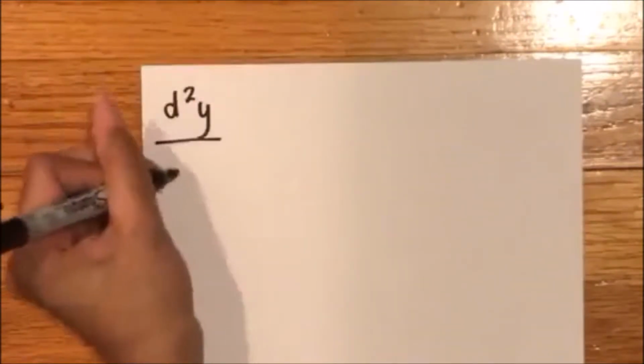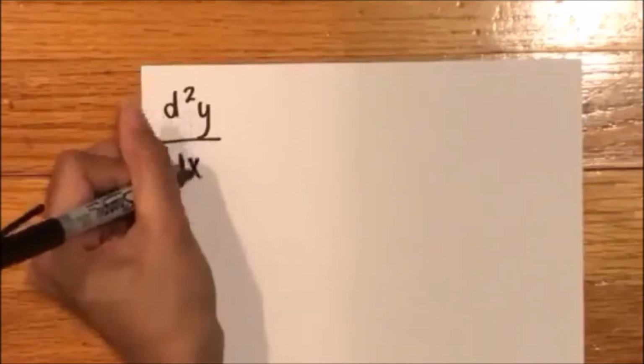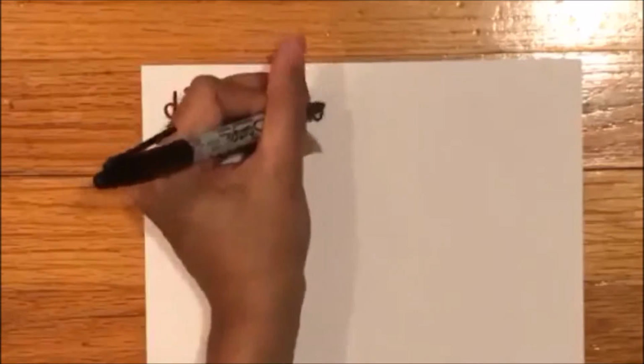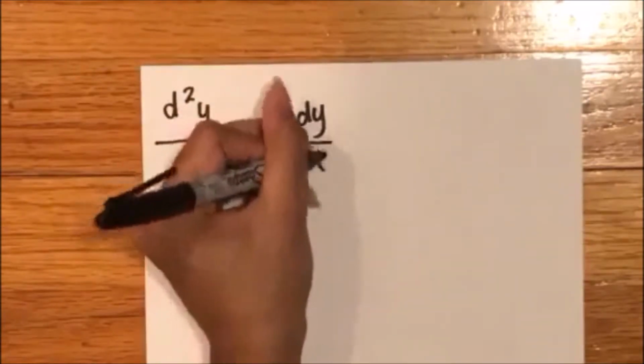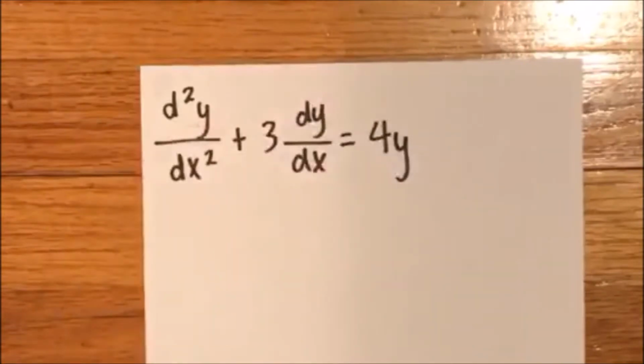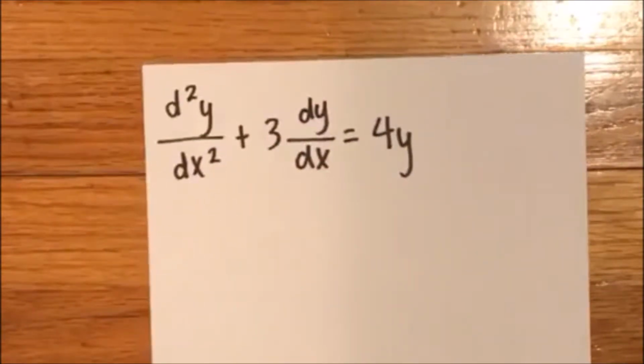For example, d2y over dx2 plus 3 dy over dx equals 4y. This is an example of a differential equation.